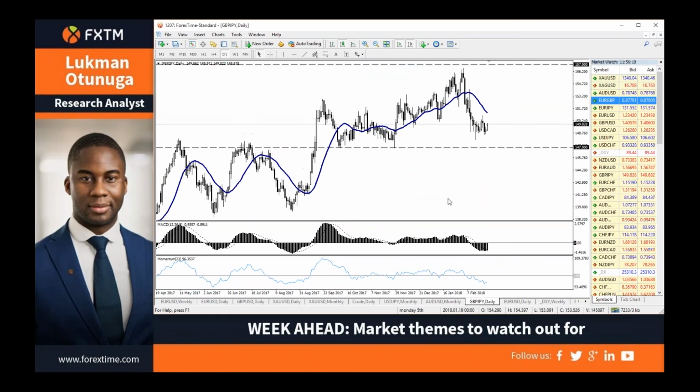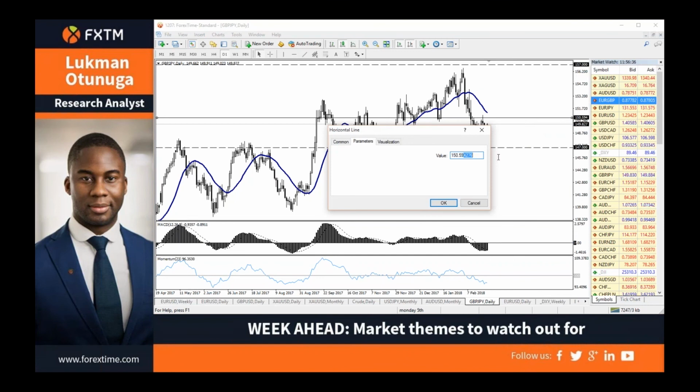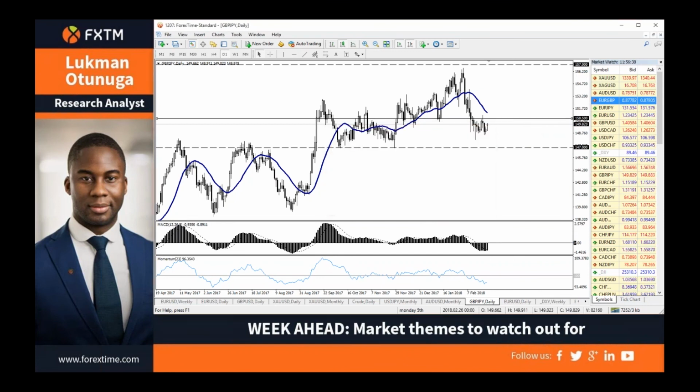I have the pound yen chart I've been looking at on the daily as well. The pound yen is notoriously volatile, as we can see. Right now, although the pound yen is in a rough downtrend, it seems like a technical bounce could be in the process. I'll be looking at how the pound yen continues to react around the 150.50 level. This could act as a strong resistance.